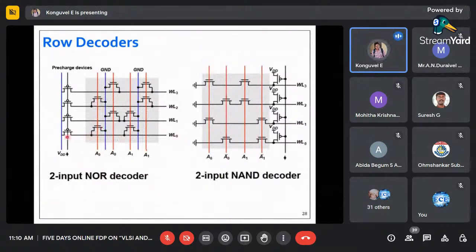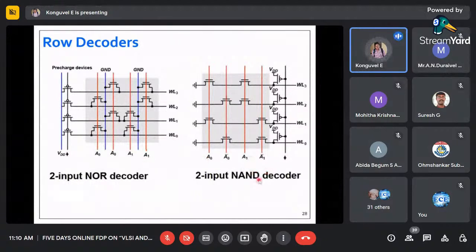For example, you consider only this line. What will happen? This will be turned off. This will be turned off. So it will not be connected. This line will not be connected to what? VDD. So for all other options, only when A0 and A1 are 1, these 2 transistors will be turned on. In all other cases, it will not be turned on. This is how the row decoders work.